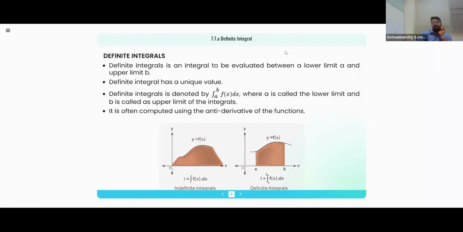So what is a definite integral? A definite integral is an integral to be evaluated between a lower limit a and an upper limit b. Now, what are the lower limit a and the upper limit? We'll see. A definite integral has a unique value.